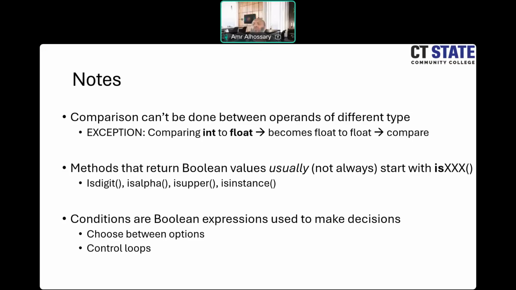Okay. Next, I want to say that Boolean expressions are used to make decisions. They are called conditions. So conditions can be used to make decisions like choosing between options or controlling loops, which we'll see in the next video, inshallah.